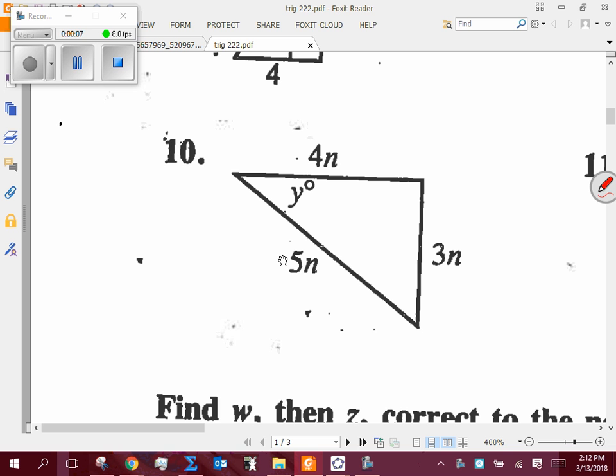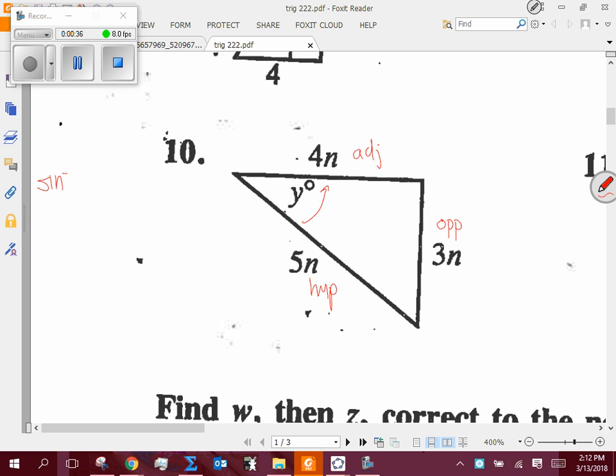All right, so we got 10. Now, if I'm looking at y, that's the angle that is going to dictate the labeling of the sides, right? So 3n would be opposite, 4n would be adjacent, 5n would be hypotenuse, correct? Now, if I want to find y, I'm trying to find an angle, we use the inverse functions, okay?